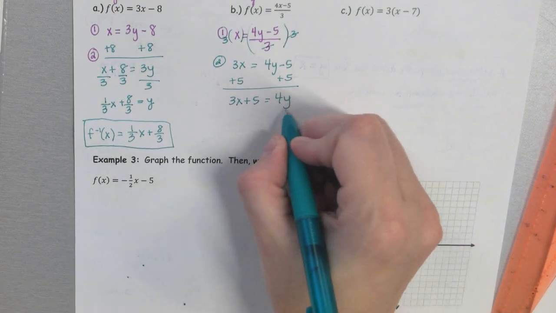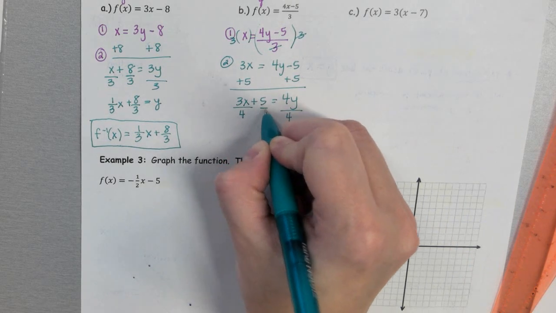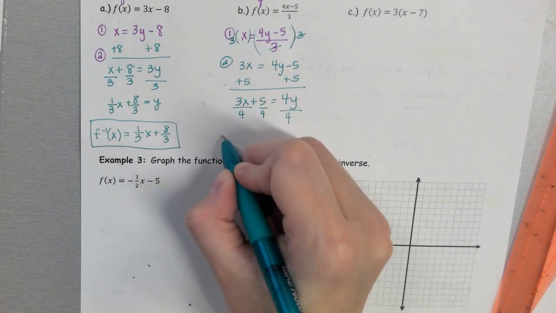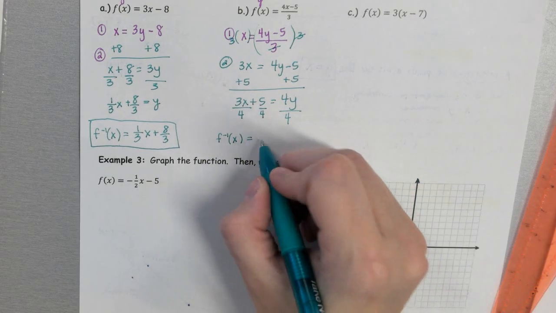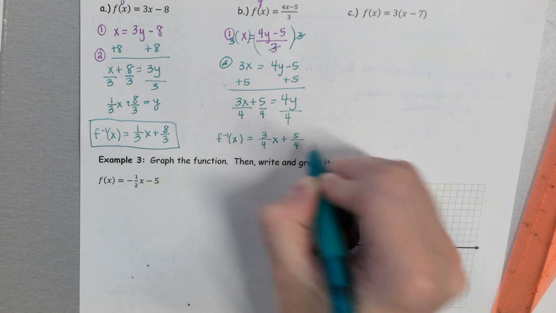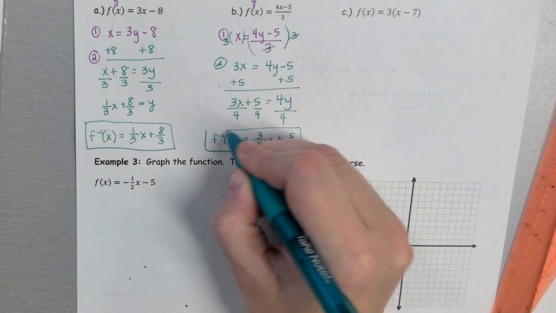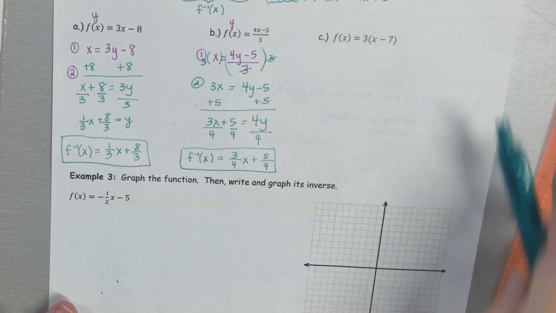Then we're going to move the 4 over. So when we move it over, we're dividing both terms by 4. And we're just going to rewrite it as our inverse. So 3/4 x plus 5/4. There you go. All right, so you go ahead and do part C.